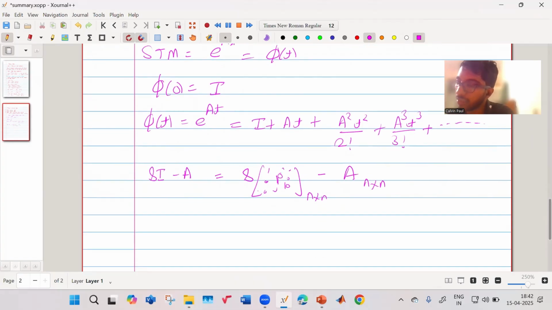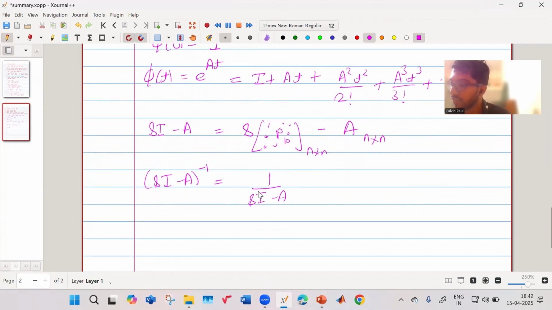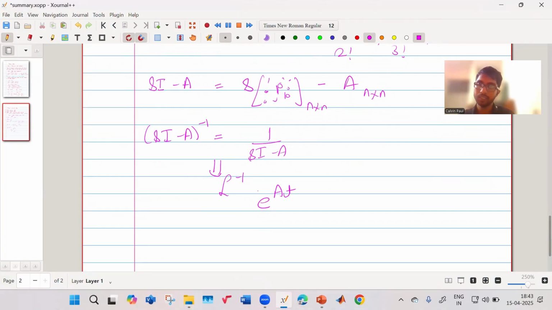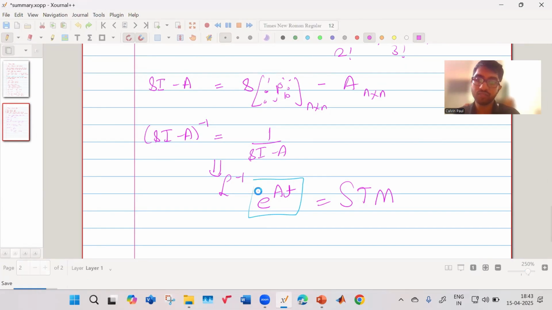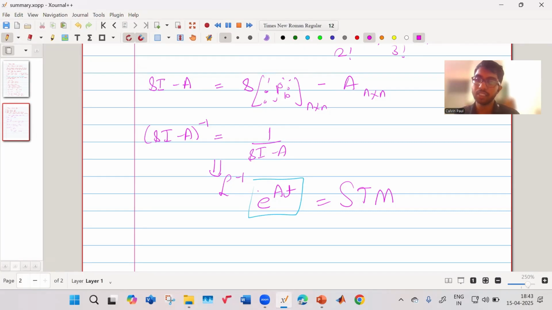Once you get sI minus A, you find the inverse of sI minus A. So this is actually 1 upon sI minus A. And then when you take the Laplace inverse, it will be e to the power At. So in this method, you can get e to the power At, which is equal to your state transition matrix. This is the method I would recommend. If they ask in the exam to find the state transition matrix, you can use this method. This is an easy method.